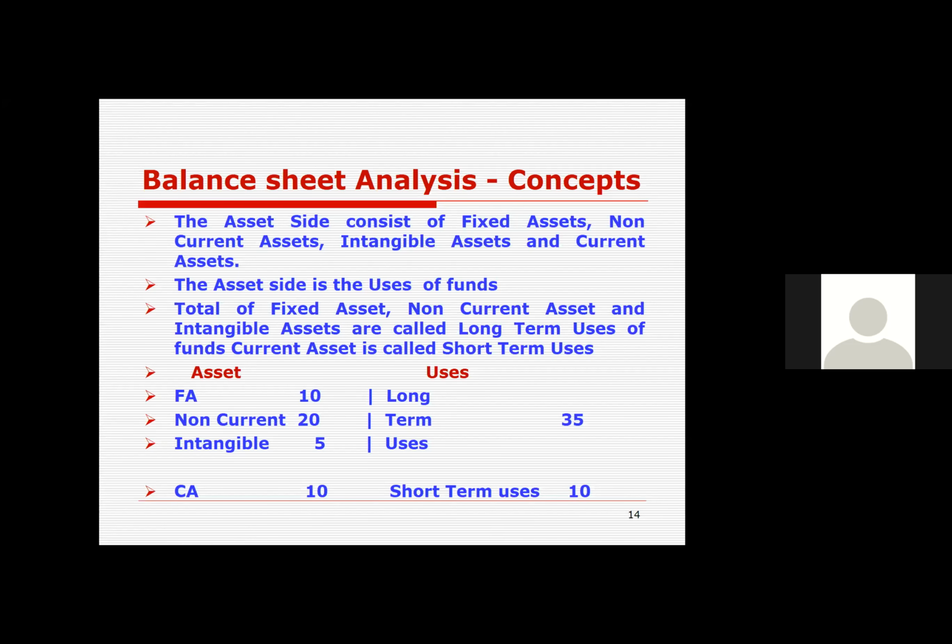Similarly, the asset side is classified into fixed assets, non-current assets, intangible assets, and current assets. The first three, that is fixed assets, non-current assets, and intangible assets, are all called long-term uses of the firm. Then the current assets are called short-term uses of the firm.